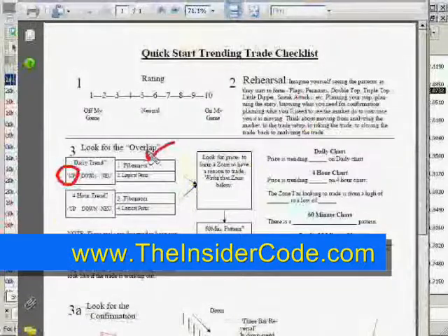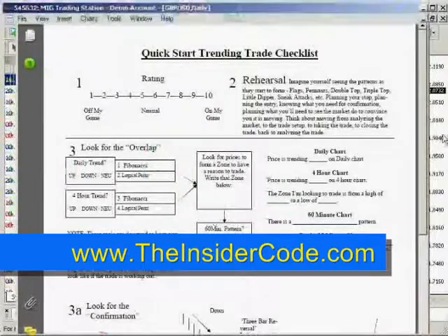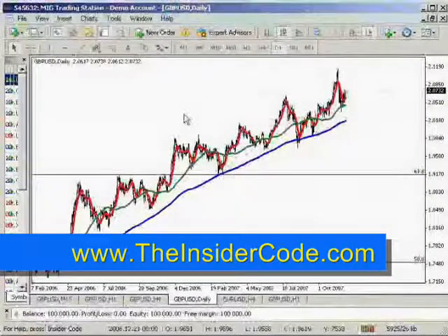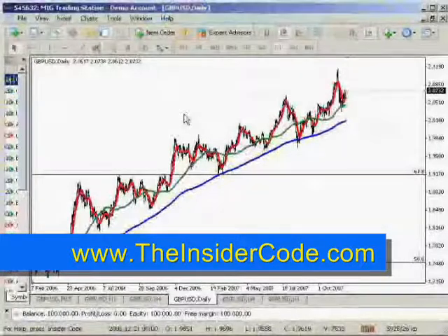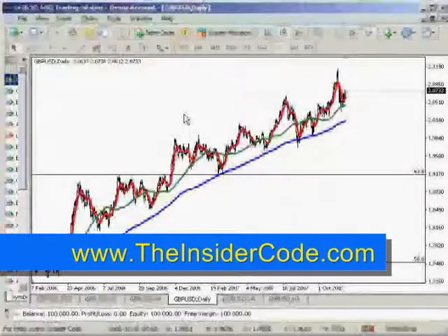Next, we want to look for the Fibonacci levels and the logical points. Now, the Fibonacci level is a very simple tool. Remember, there's an in-depth explanation on the Insider Code kit. But for now, I'm going to go over a very simple way for you to pick your Fibonacci levels and to decide where to put the tool.